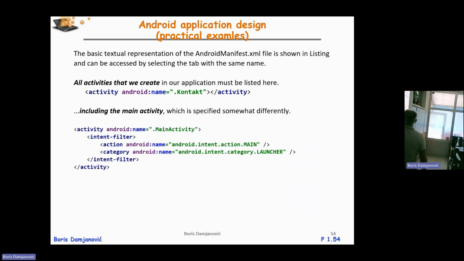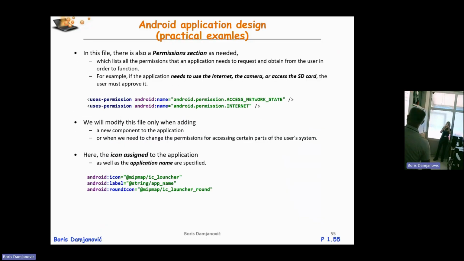If we have more than one activity, we will also have all of our activities listed here. And we will list launcher, as I said, which will be first that will start with our application. And when we talk about permissions, so to access network, to access internet, that is all permissions must be listed here, because if you don't list here, your application won't compile.